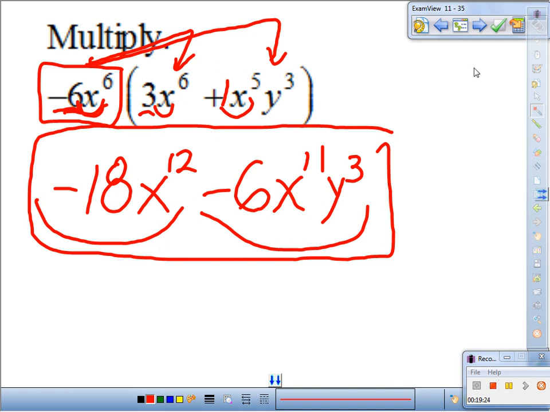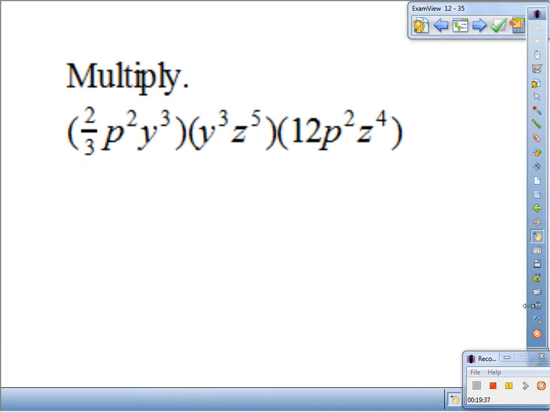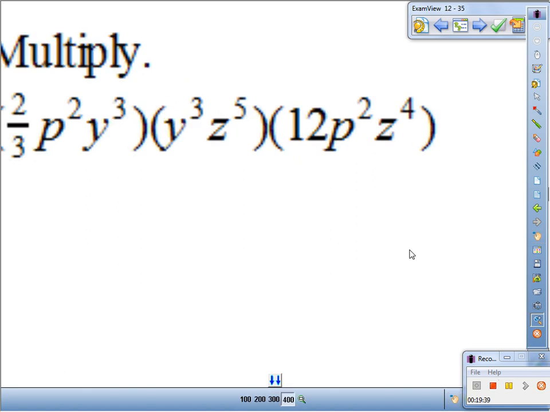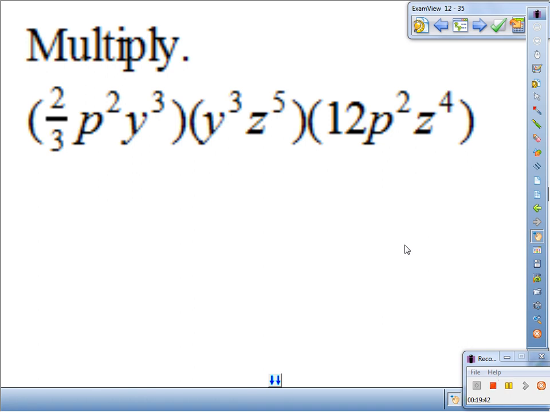Number 12. Copy this one. Let me zoom in a little bit more. Some of your favorite. Yay. Okay. Parentheses 2/3 p to the second y to the 3rd times y to the 3rd z to the 5th times 12p to the second z to the fourth.